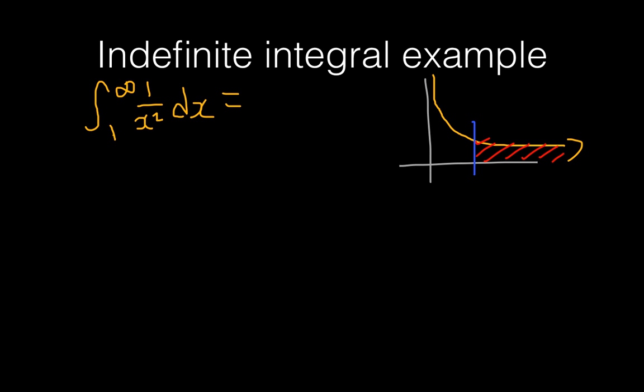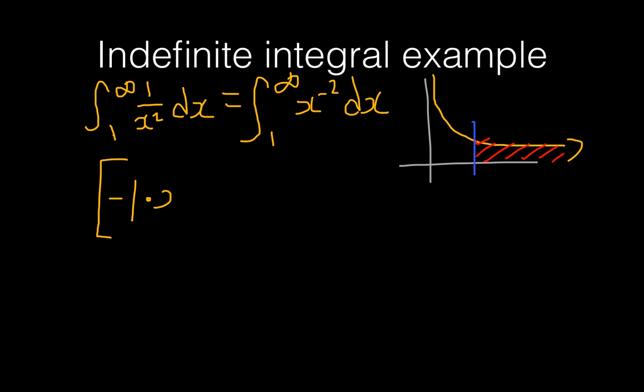So we're going to go ahead and rewrite this integral as x to the negative second. This is just going to make it easier to work with because it is more like a polynomial. And so then we know that this is going to equal negative 1 times x to the negative first from 1 to infinity. And we can rewrite that as negative 1 over x from 1 to infinity.